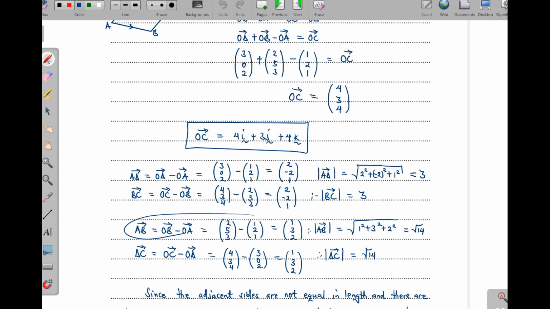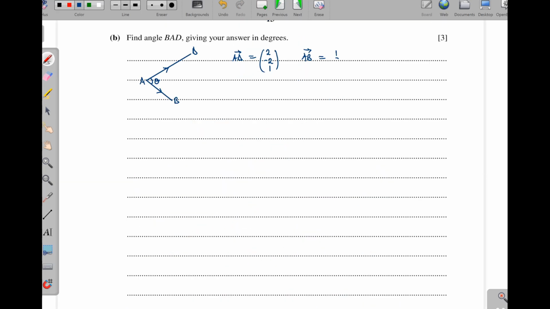It is here. So it is 1, 3, 2. Like that. Okay. Now we use the scalar product because when we are finding the angle between the two vectors, we use the scalar product. So using the scalar product, I'll get AD, then I dot it with AB.